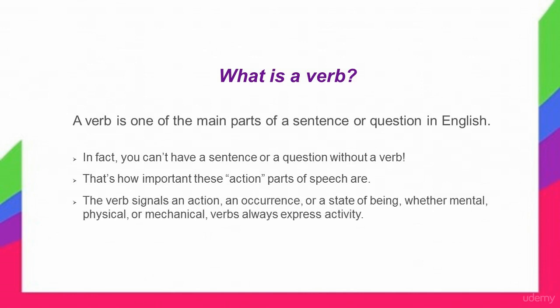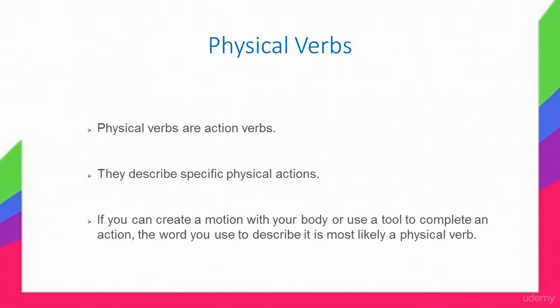The verb signals an action, an occurrence, or a state of being. Whether mental, physical, or mechanical, verbs always express activity. Let's look at physical verbs. Here's a definition and some examples. Physical verbs are action verbs. They describe specific physical actions.